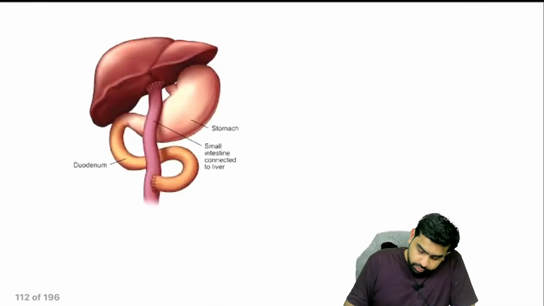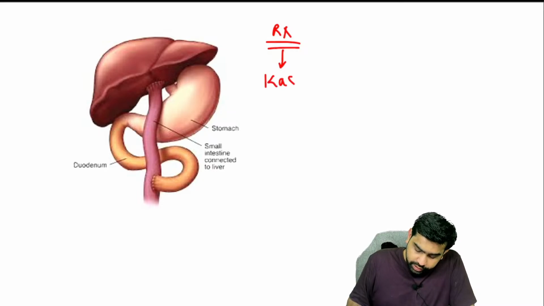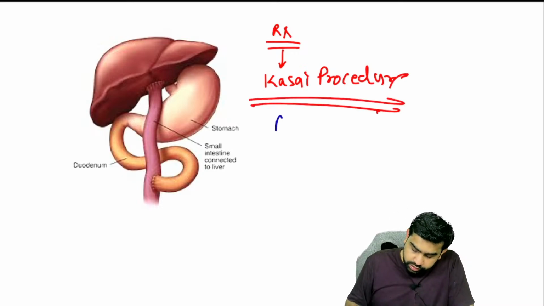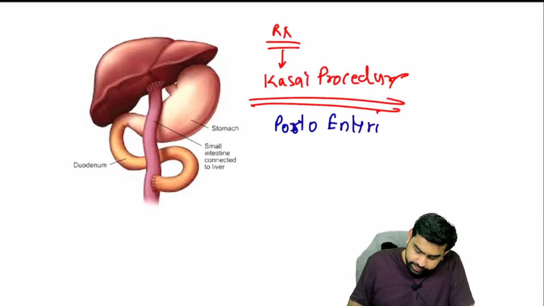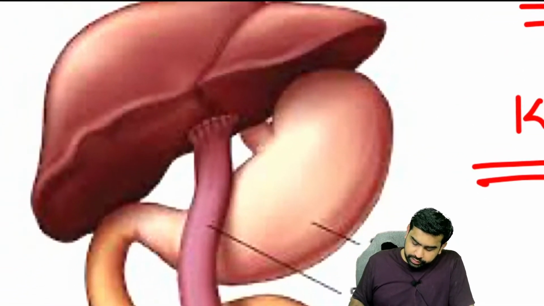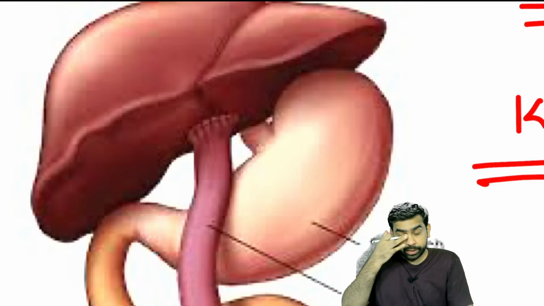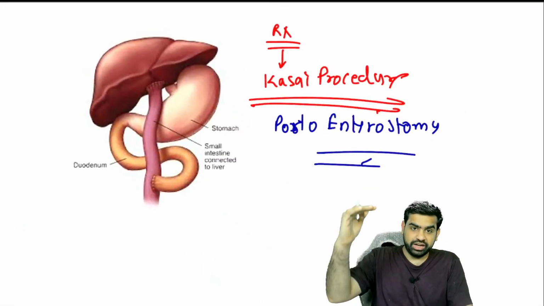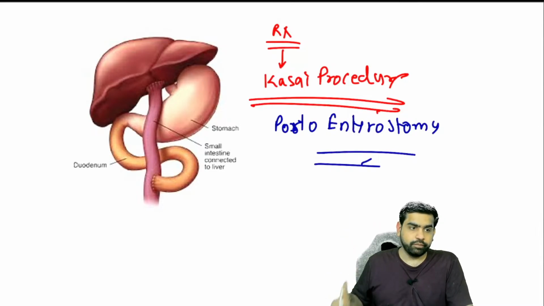Now, there's one particular surgery which you basically do in these patients. This is what is called as a Kasai procedure. So what is this Kasai procedure? This is what is called as a portoenterostomy. Why? Because the most common type of the biliary atresia, there are different types of the biliary atresia, the proximal type, or involving the porta hepatis, is the most common type of the biliary atresia.